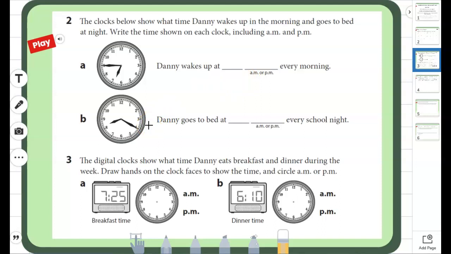Number 3 says the digital clocks show what time Danny eats breakfast and dinner during the week. Draw hands on the clock faces to show the time and circle AM or PM.